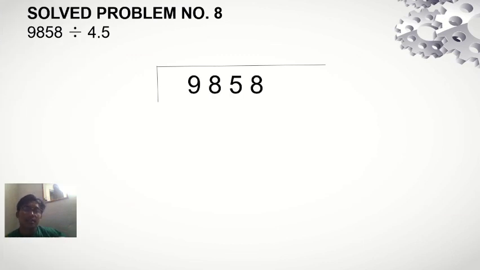Now, let us start 9.858 divided by 4.5. Ngayon, sa division of decimal, bago tayo magsimula, ililipat nyo muna ito para maging whole number. So, ilang beses kayo nag-move mula dito para maging whole number? Just 1.